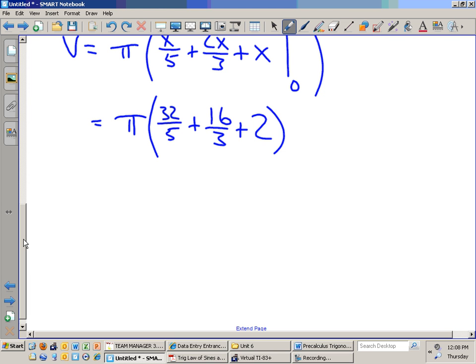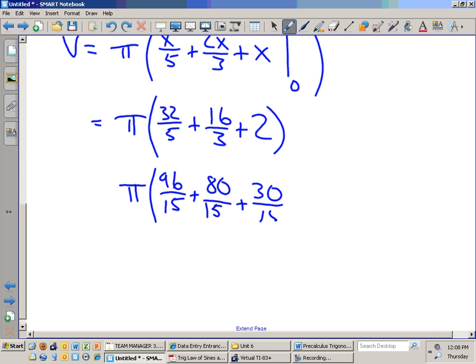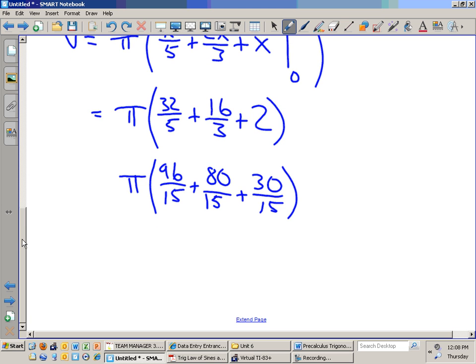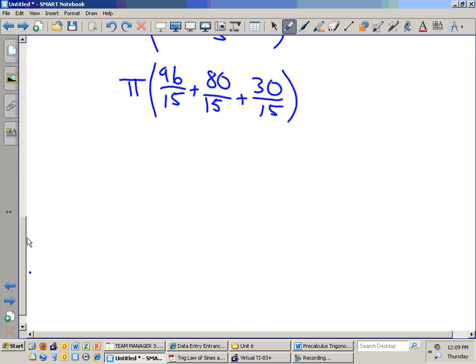I'm going to do it by hand. I'm going to find common denominators of 15. Oh boy, 96, 80, and 30. I've got 176, so 206. 206 pi over 15.